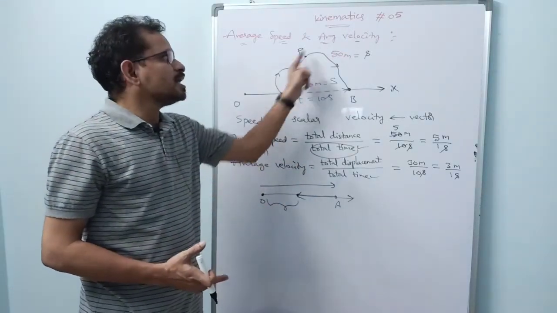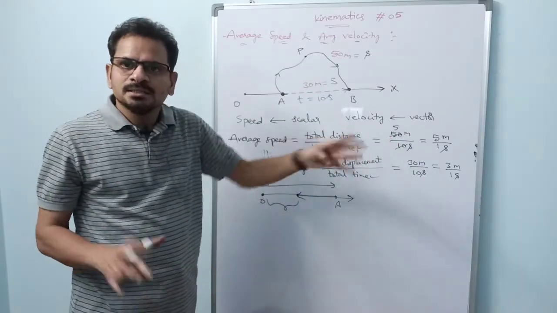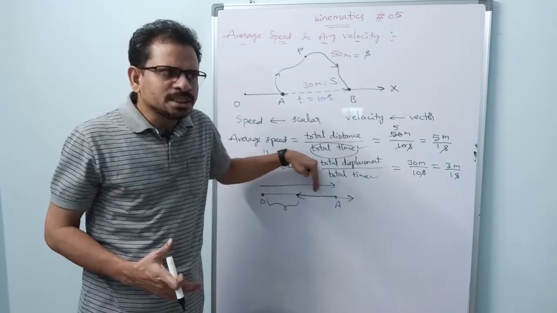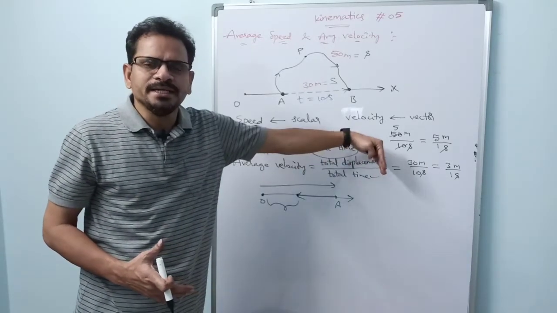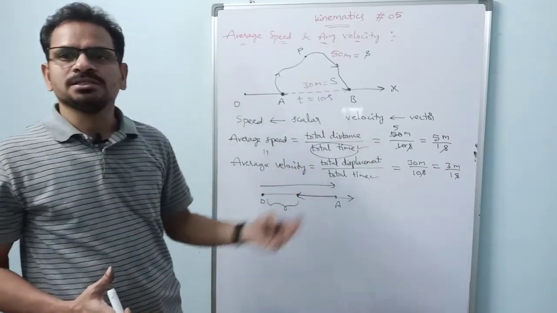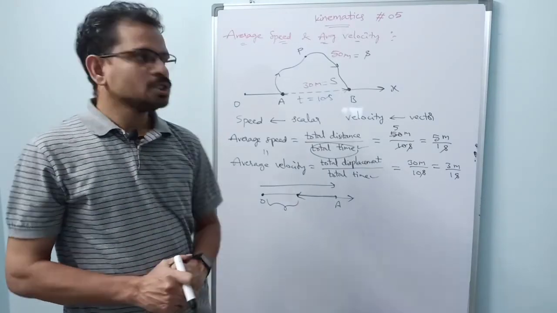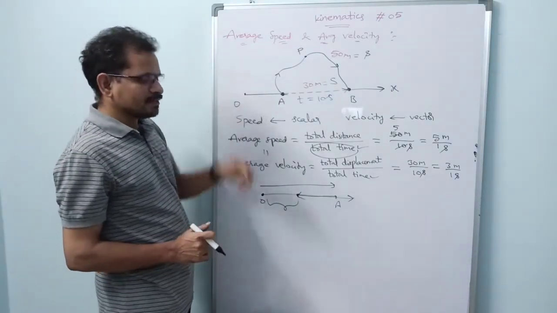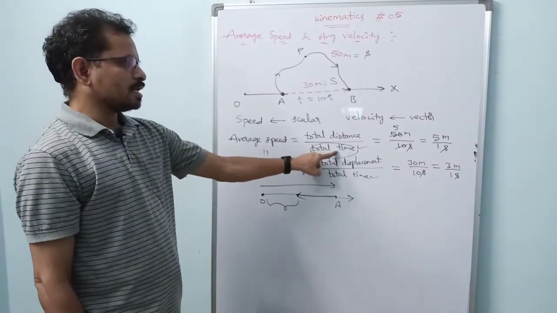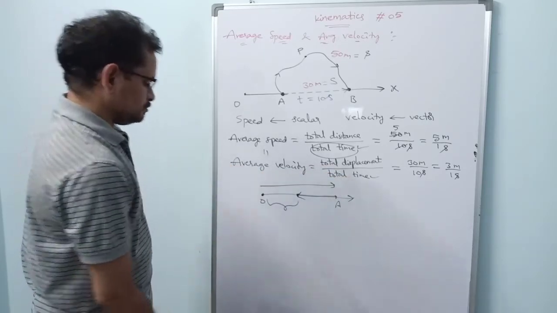If the motion is like this, they are not the same. If the motion is like this, going forward and coming back, then also speed and velocity are not the same. If the particle is moving in a straight line without changing its direction, then both speed and velocity, their magnitudes, are the same. No need to worry. So got it? What about average speed and average velocity? What is average speed? Total distance by total time. And what is average velocity? Total displacement by total time.